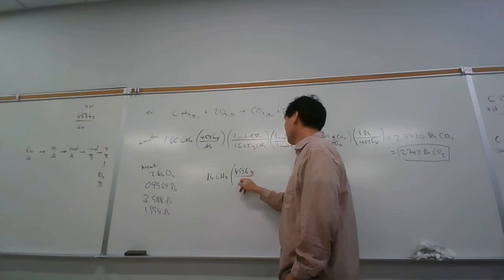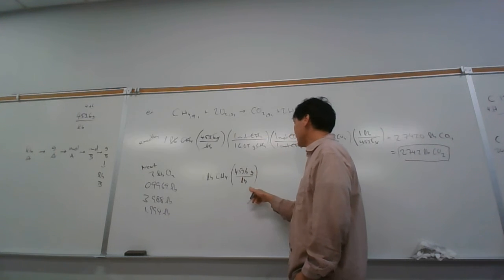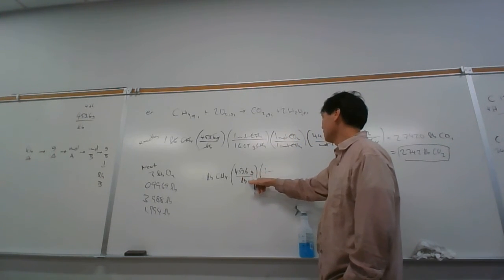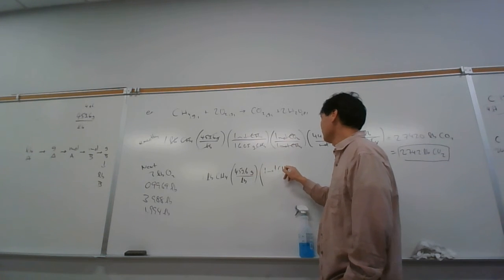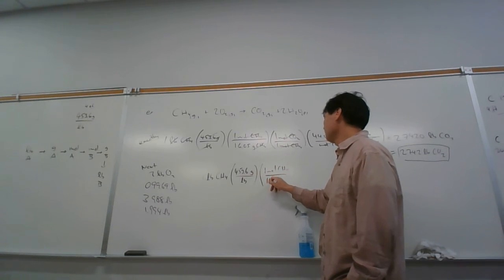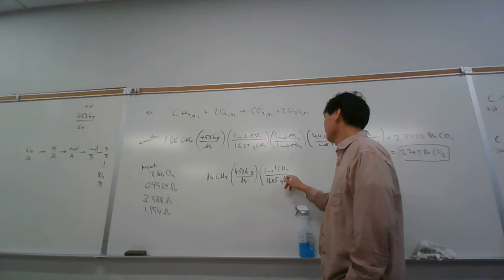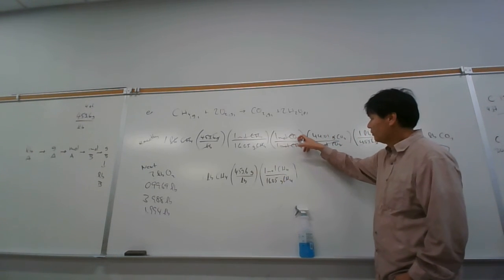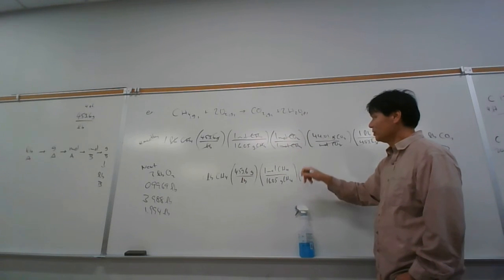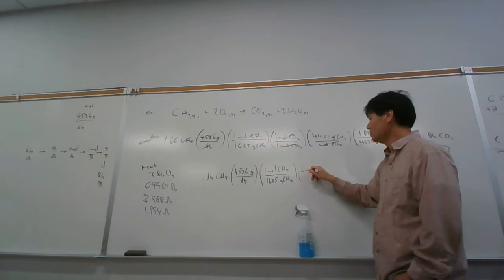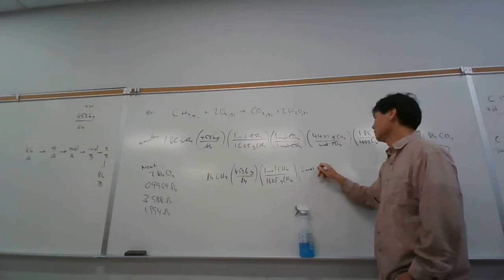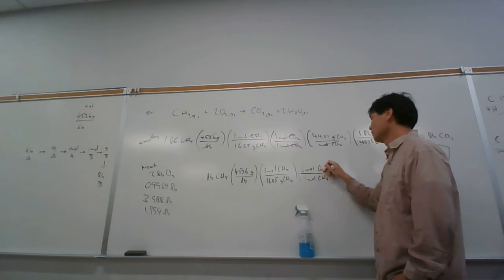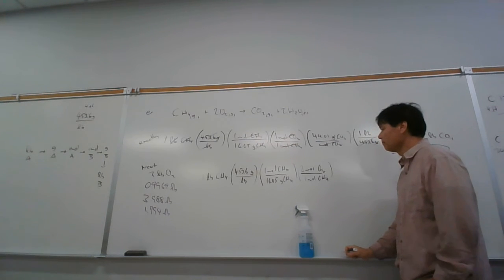453.6 grams per pound. So we go from pounds of methane to grams of methane to moles of methane. The only difference here is that rather than going to moles of CO2, we're going to go to moles of O2. So the mole ratio here is 2 moles of O2 for every 1 mole of CH4, a 2-to-1 ratio.